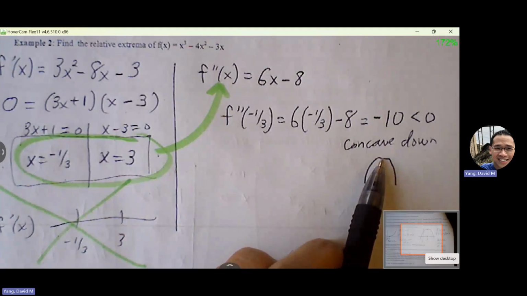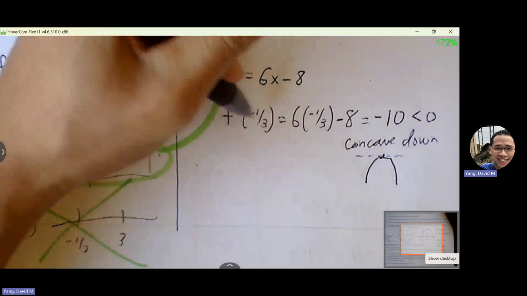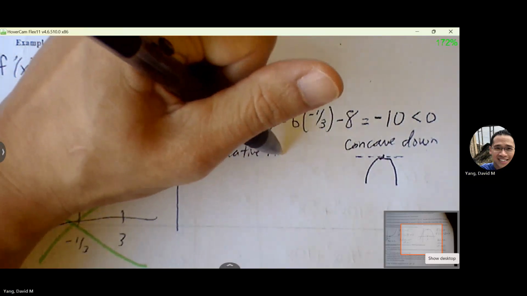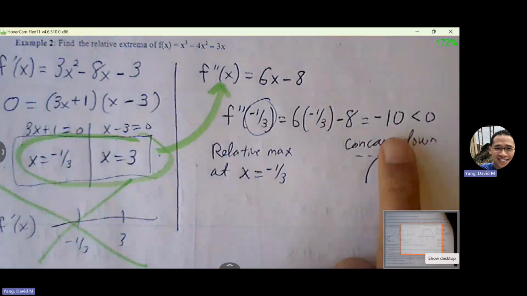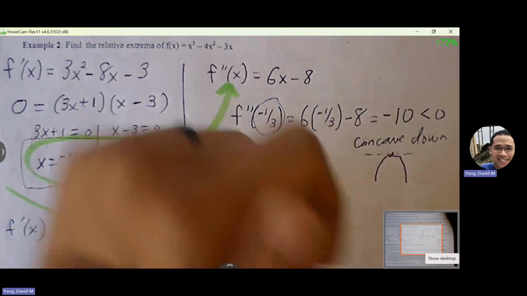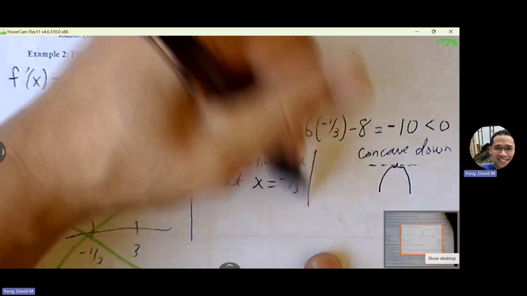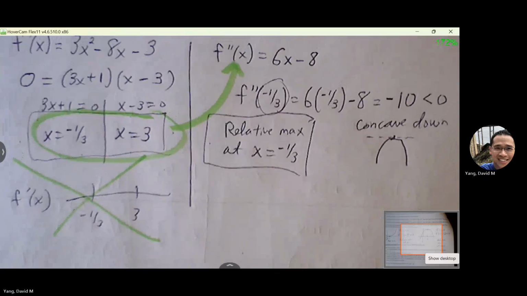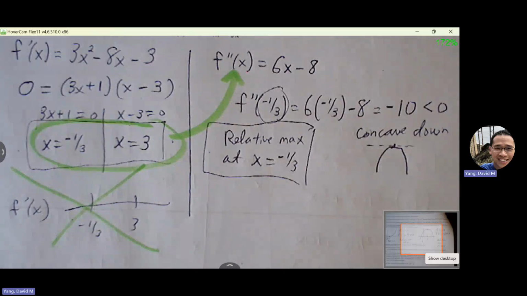Good. The only place where there's a slope of 0 on a concave down is a max. So we can conclude that there must be a relative max at x equals negative 1/3. Don't bring the -10 into any part of your discussion. This number is not important. If I want to find the ordered pair, I'll have to plug that negative 1/3 back into the original function. But right now we can just say there's a relative max at negative 1/3, because of the second derivative being negative. Your work will be your justification.